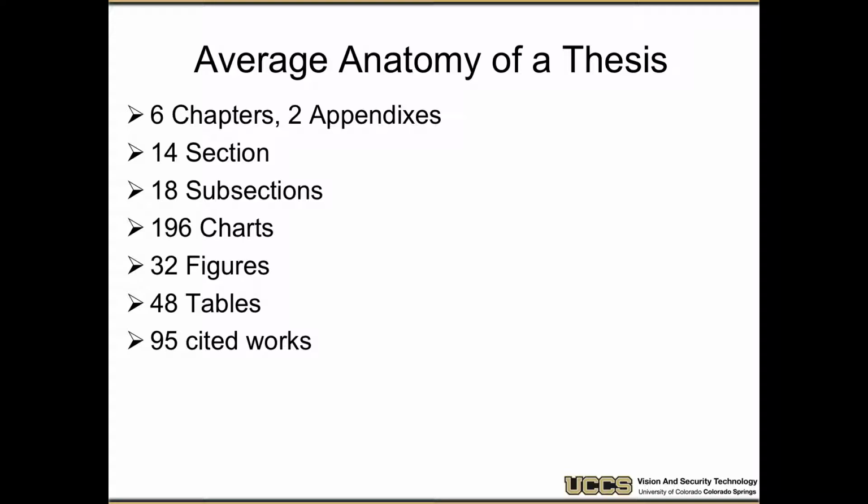But when you get to a thesis, your final thesis, the average thesis has 6 chapters, 2 appendices, 14 sections, 18 subsections, 196 charts, dozens of figures, lots of cited works, right? You want something that makes managing a document this large well. And Word is not that tool.